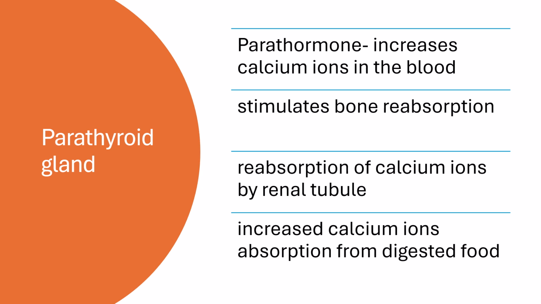The next gland is the parathyroid gland. This releases parathormone, which increases the calcium ions in the blood. It also stimulates bone resorption, reabsorption of calcium ions by the renal tubule, and increases calcium ion absorption from digested food.